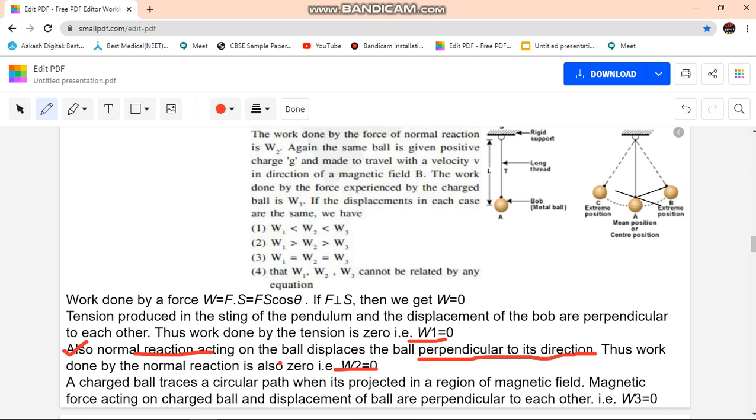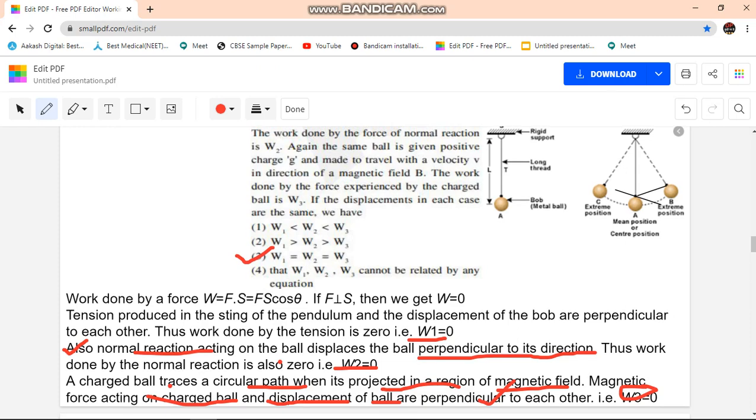Then the charged ball will trace its circular path and will move in the direction of its own magnetic field, and the magnetic force on the charged ball and the displacement of that ball, or we can say bob, are always perpendicular to each other. So again our third work done will be equal to 0. So friends, all the work done are equal to each other and they are equal to 0. Option number third is correct.